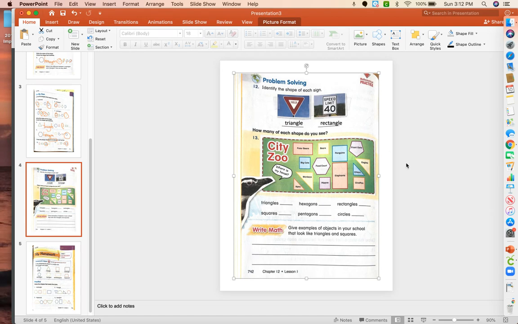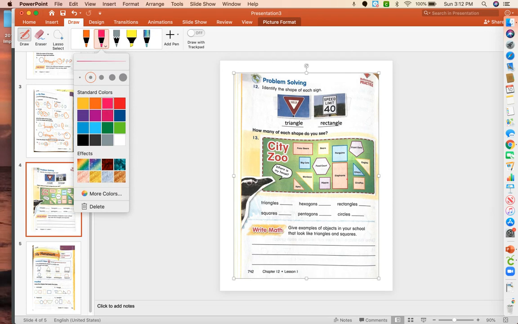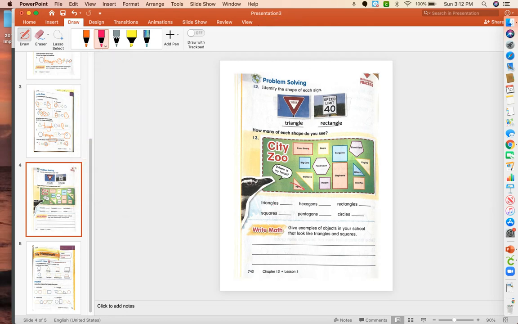All right, we have to see how many of each of the shapes you see. So we have a picture here of, looks like the city zoo. How many triangles are there? Let's see, we have apes, that's 1. Monkeys, that's 2. Eagles, that's 3. And otters, that's 4. So we should have 4 triangles.